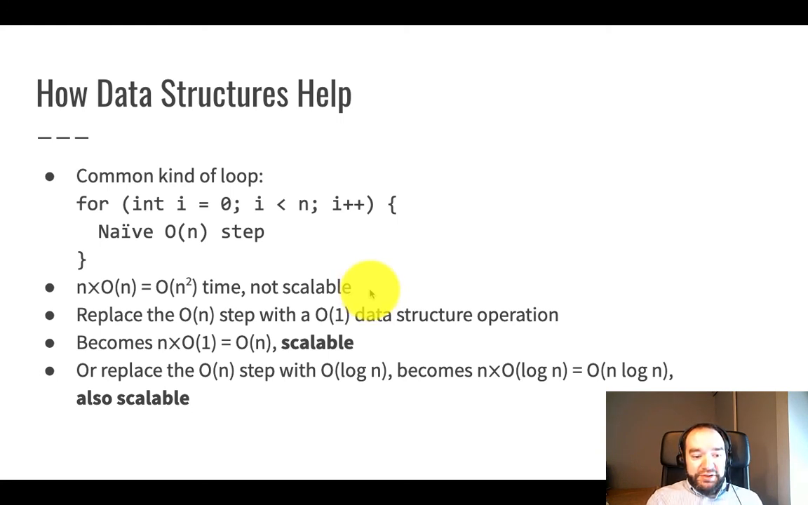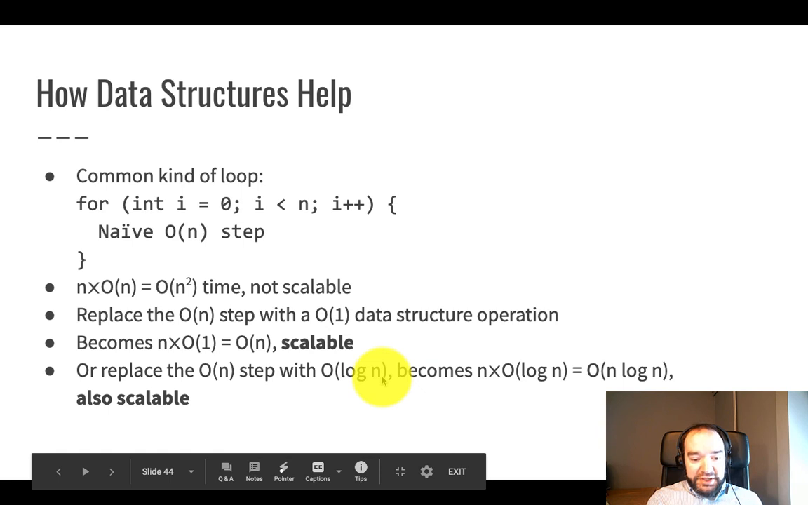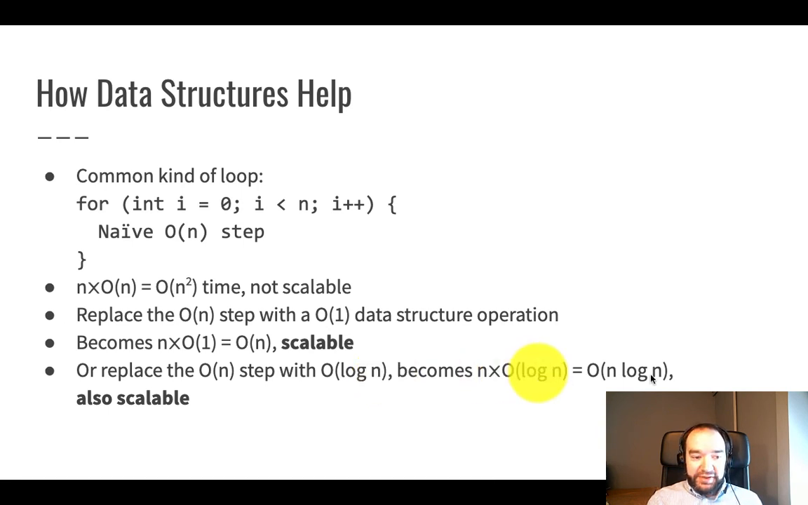So what we often need to do is replace this naive big O of n step with a constant time data structure operation, using one of the data structures we will learn about the way that they're meant to be used. Then this whole loop becomes n constant time operations. That multiplication gives us big O of n time, and that's scalable. Or, similarly, if we replace the linear time operation with a log n time operation using a balanced tree, it would become big O of n log n, and that's also scalable.